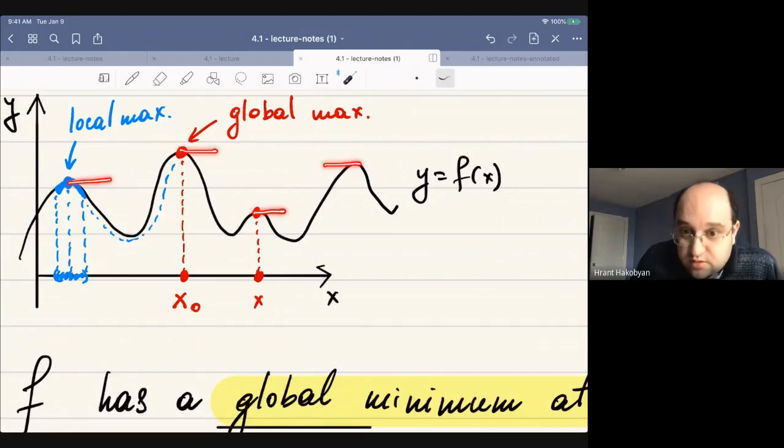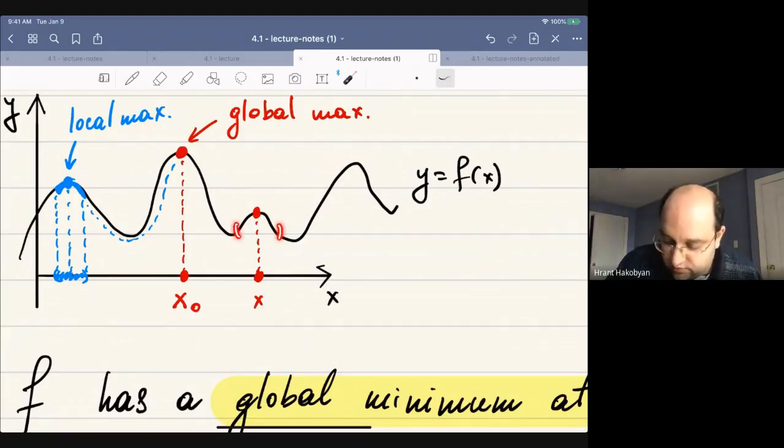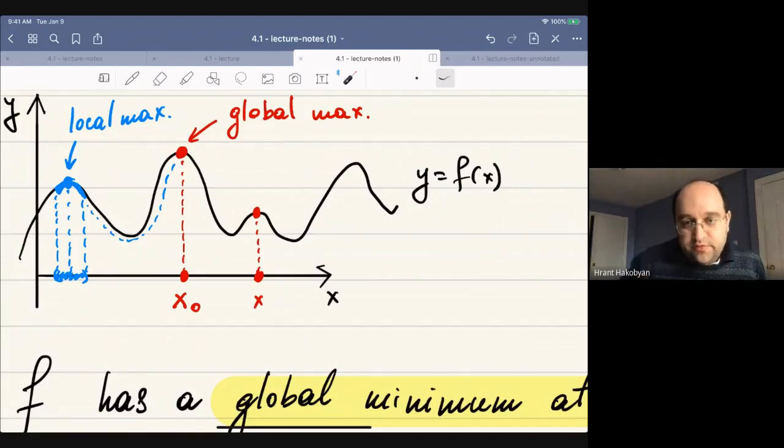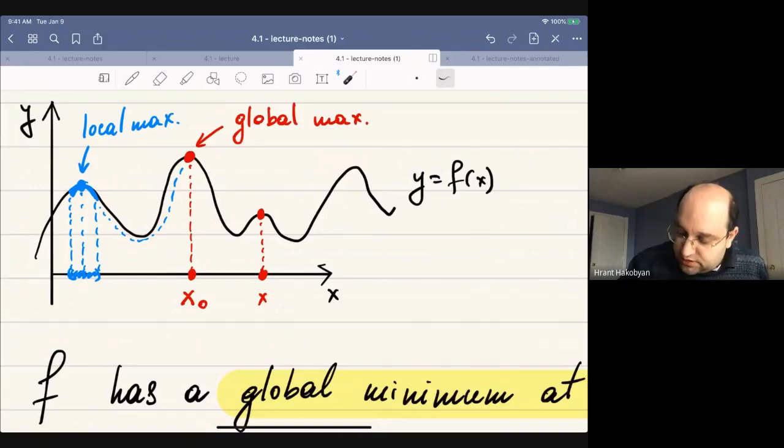How do you determine the neighborhood? It's just a small neighborhood. You don't have to worry about how big it is, as long as it looks like this. There is some neighborhood, you don't know, it could be very tiny. Okay. And we'll figure out how we determine whether it's a local maximum or minimum in a little bit.